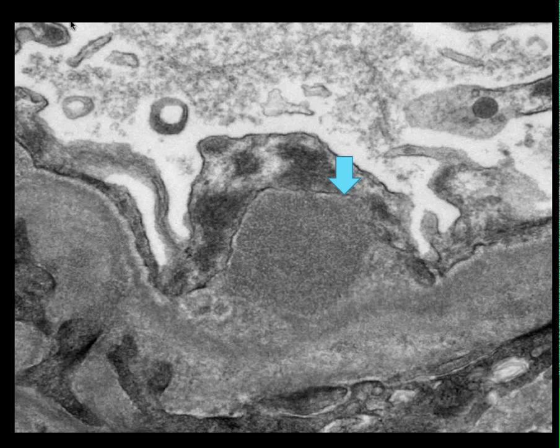This is an electron micrograph of a very high power picture of a capillary wall with a blue arrow pointing to the subepithelial hump that was described. This type of hump is very characteristic of post-infectious glomerulonephritis and is almost diagnostic of that particular process. This is an electron-dense material which we know consists of the immune complexes that were talked about.